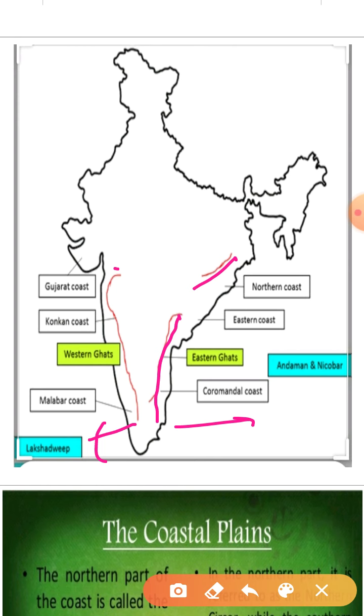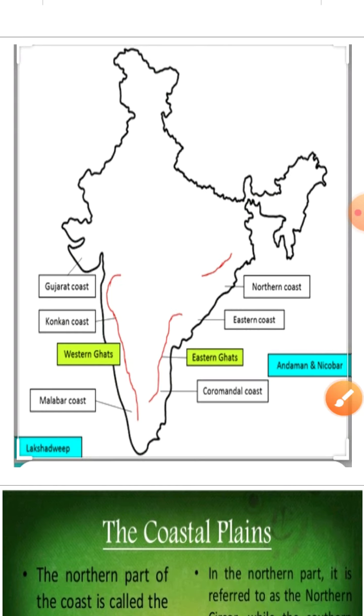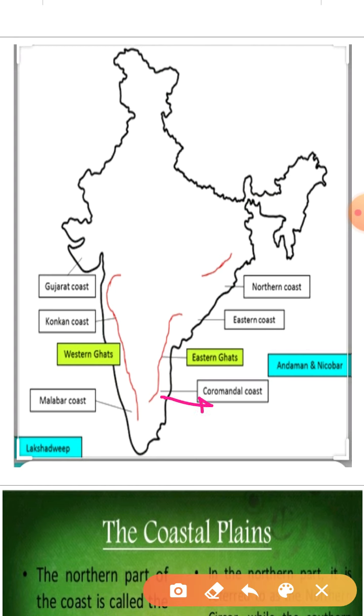comparatively irregular and broad. But if we talk about the Western Ghat, the Western Ghat is regular and their height is comparatively more in comparison to the Eastern Ghat. So along with the Eastern Ghat and Western Ghat, there is a formation of coastal plain also. Eastern Ghat has the Eastern coastal plain and Western Ghat has the Western coastal plain.